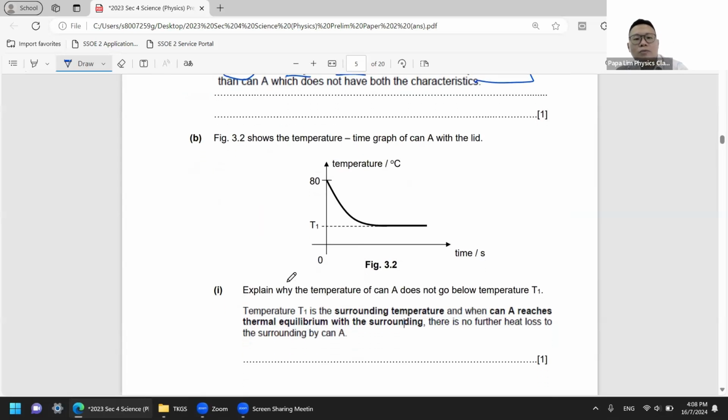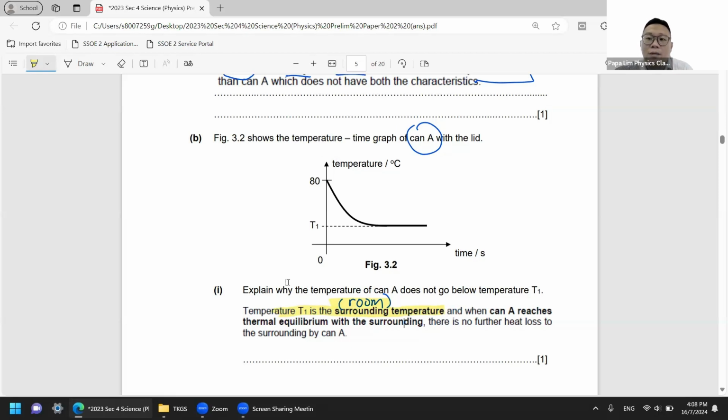For 2B, you find that the graph of Can A is going down. And for Can A, you'll find that there's a plateau at T1, where the temperature will not drop below T1. Most of us will know that T1 is what we know as the room temperature. So either you give me the surrounding temperature or what you call the room temperature. So the first keyword I'm looking at is for the students to identify that T1 is the room temperature, or what we call the surrounding temperature.